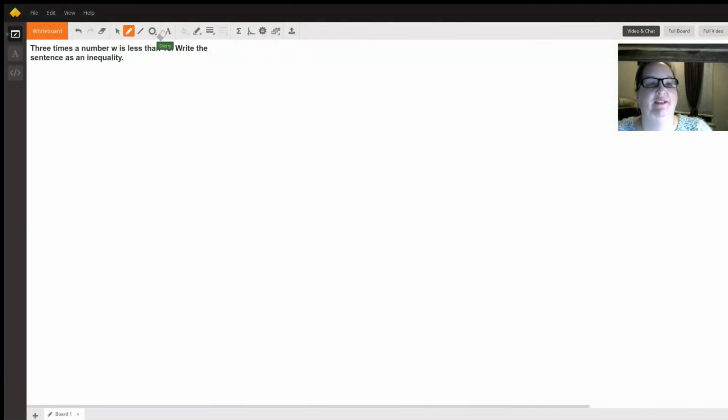Way to solve this is to translate the English language into math language. And so it says 3 times a number w is less than 18. So we're going to go through this word for word and translate that into math language. So 3 is just a 3.